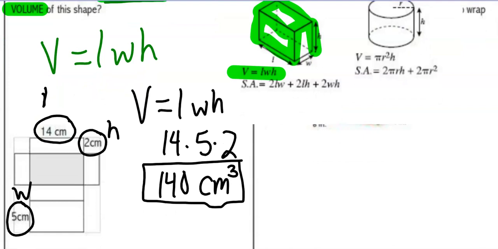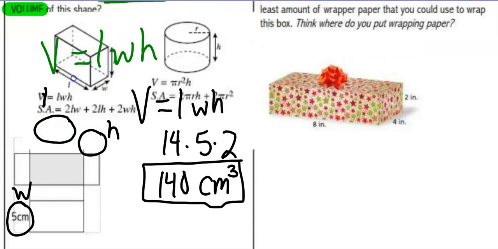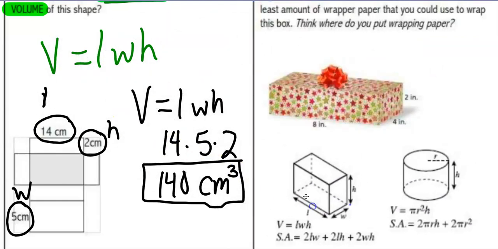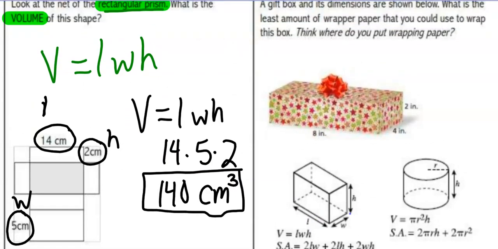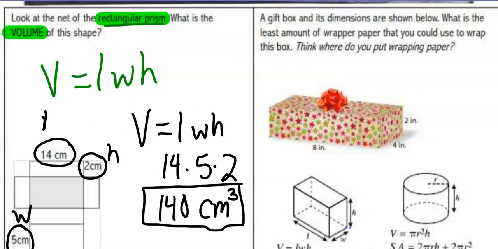All right, I'm going to go ahead and pull my formulas over here, and I'm going to try to determine this problem. It says a gift box and its dimensions are shown below. What is the least amount of wrapping paper that you could use to wrap this box? Think, where do you put the wrapping paper? It's a good question.